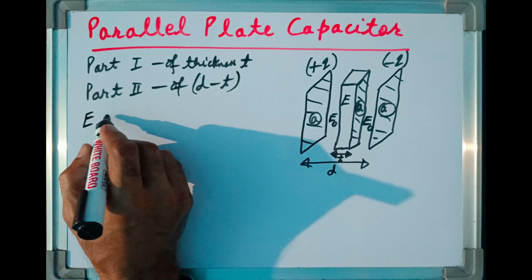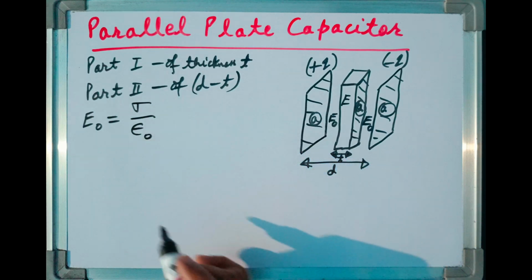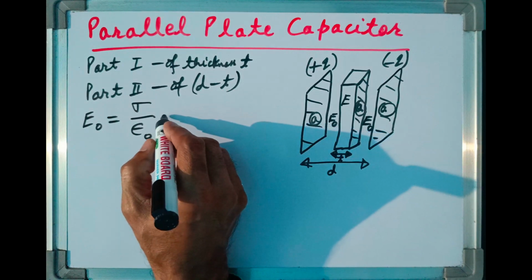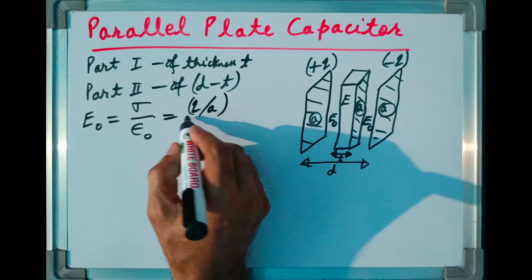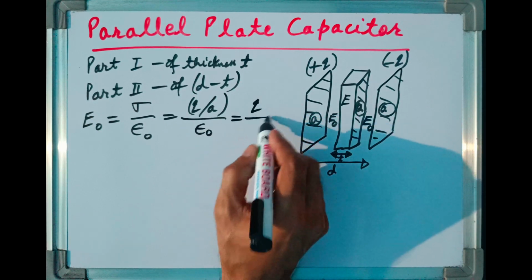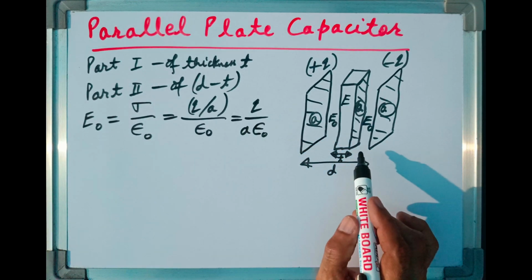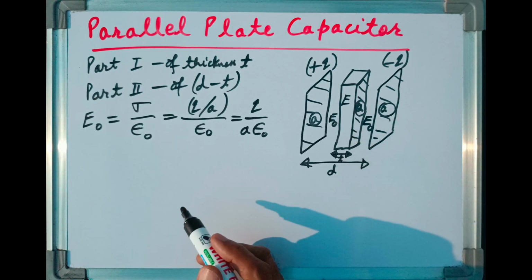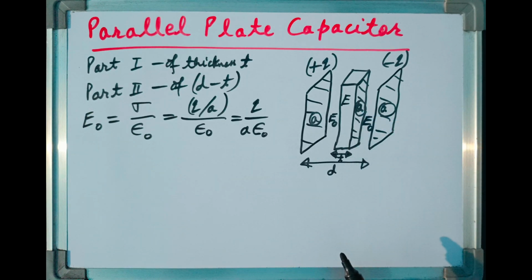E naught can be written as sigma over epsilon naught, where sigma is surface charge density of each of the plates, and sigma is defined as charge per unit area. So I can write q by A epsilon naught. So we are left with q upon A epsilon naught. So this is the value of electric field in the space d minus t between the plates. Similarly, within the dielectric slab, electric field will be E. It will be calculated later on.